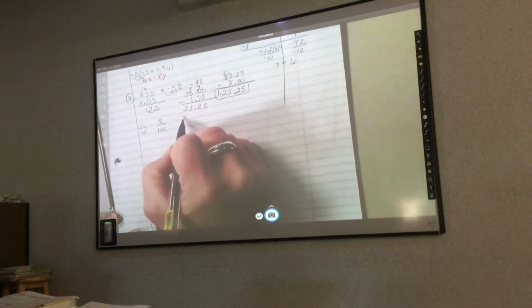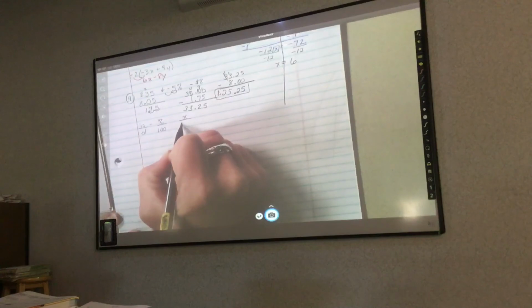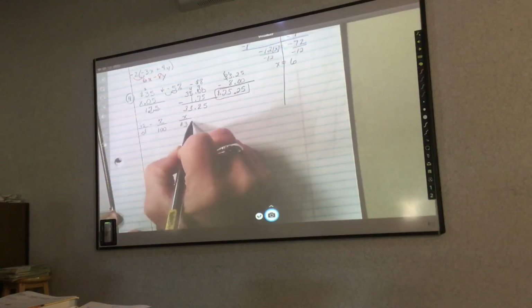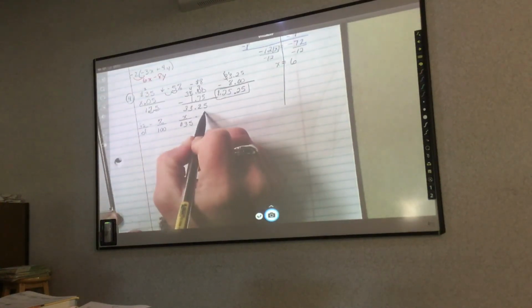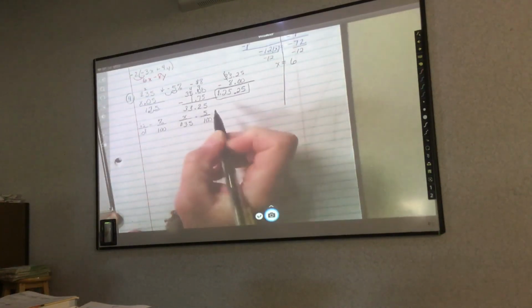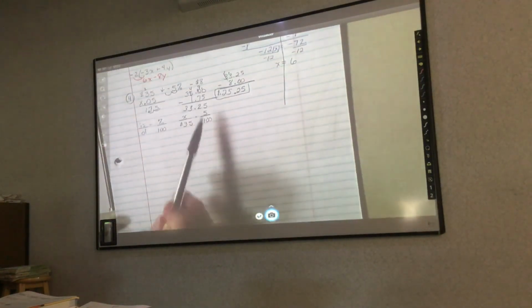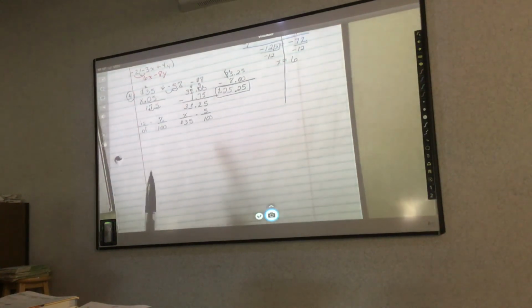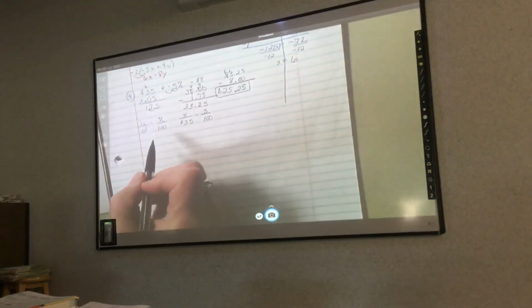That's your x, correct. The of is 35. Percent would be 5 over 100. When you did that, did you get the $33.25? Yes. All right, moving on to number 5.